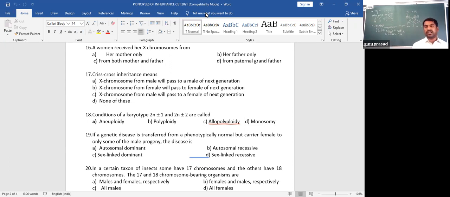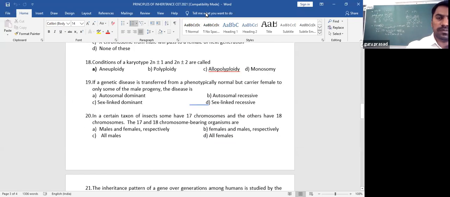From the paternal grandfather, that's not the answer. Basically she won't receive it from the paternal grandfather, because from the grandfather the father receives only the Y chromosome. So there is no chance that she can receive an X chromosome through that father, to the daughter. Therefore, D is not the answer. C is the answer. So a female receives one X chromosome from the mother, another X chromosome from the father.